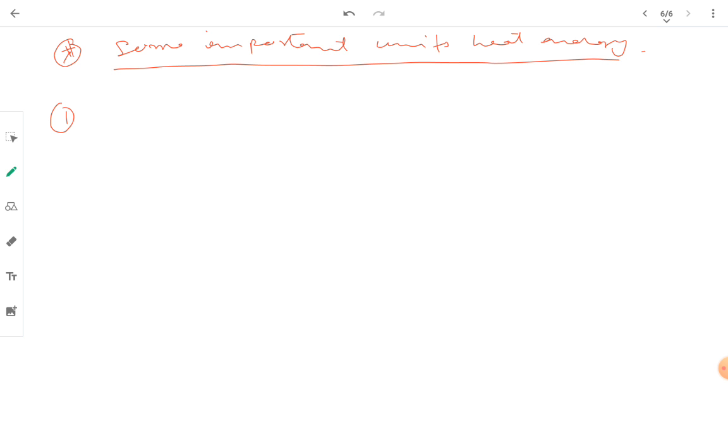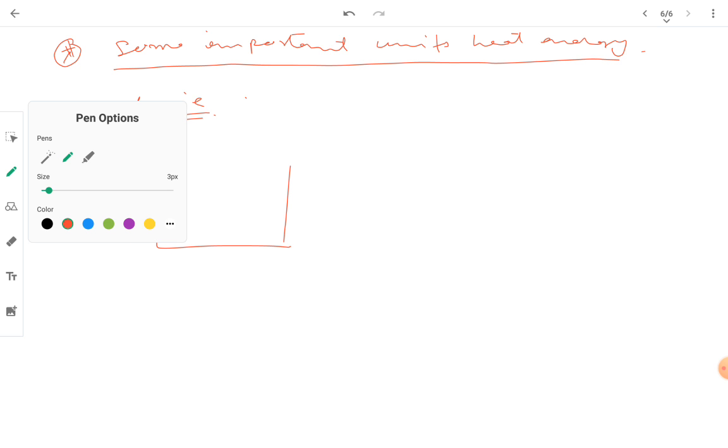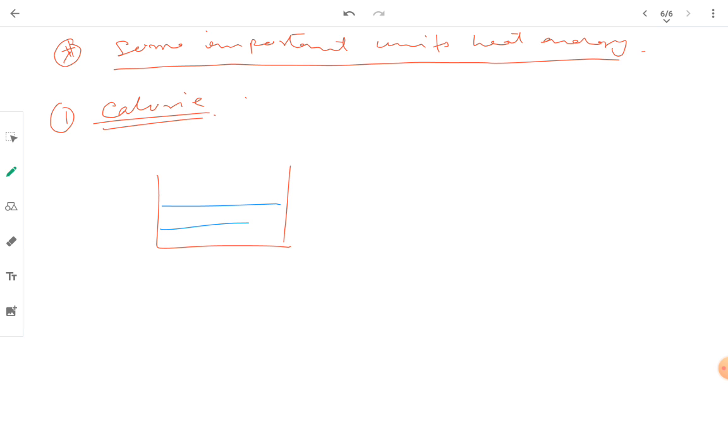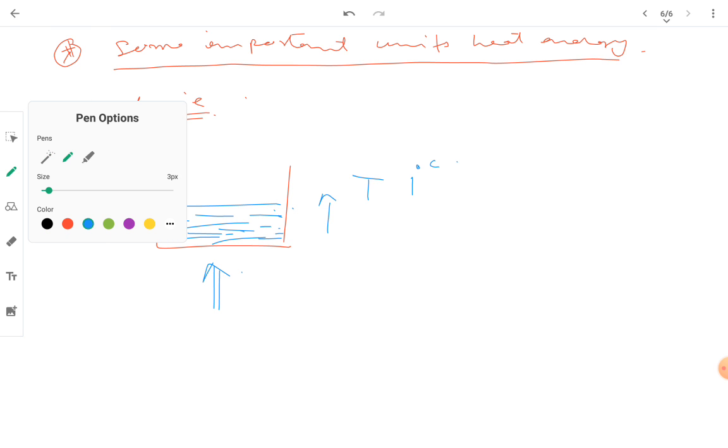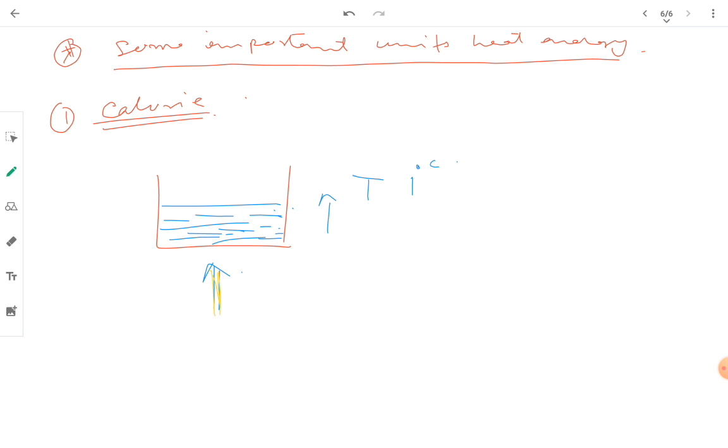Number one is calorie. So what is this calorie? Suppose here we are taking water, maybe this is the water. Now to this water I want to raise the temperature T by 1 degree C. So to raise this temperature, I need some heat energy, which I am marking in yellow.